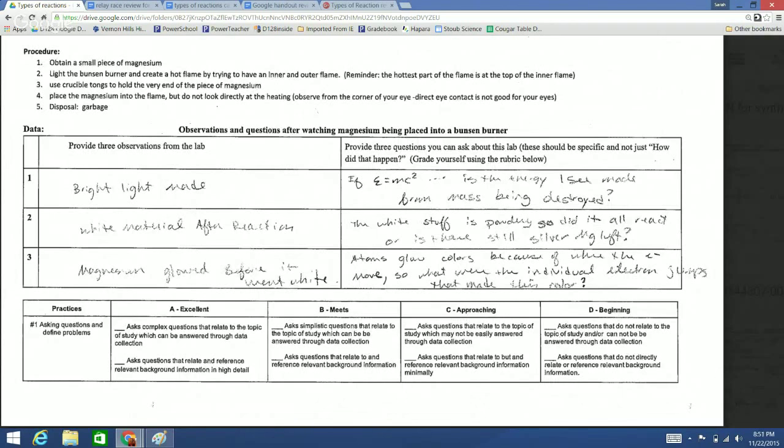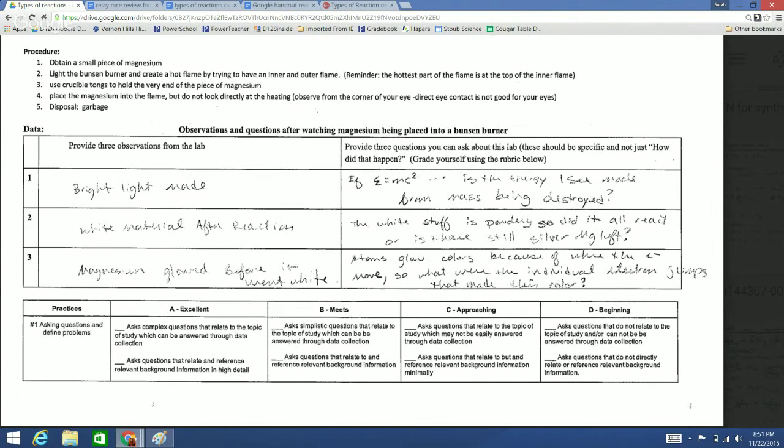They don't have to. My first question says, if E equals mc squared, this is my prior knowledge. That's something I think you guys have heard about with Einstein, that deals with energy turns into mass, and mass could turn into energy. And I made a bright light here, so I was thinking, is the energy I see made from mass being destroyed? Because mass being destroyed can create energy. So in that way, could I find data for that? Yep, I could look at the mass before, and I could look at the mass after, and I could actually kind of determine if mass was destroyed.